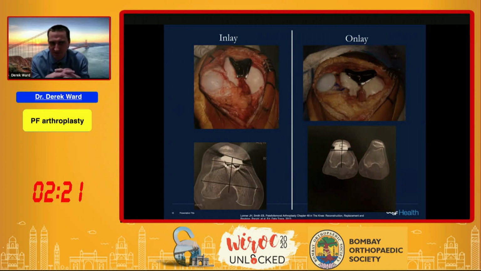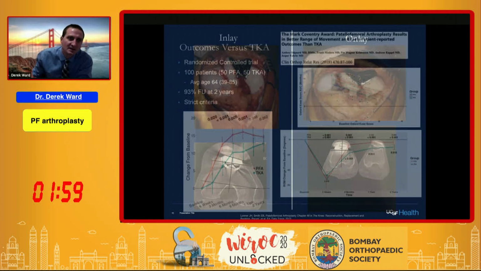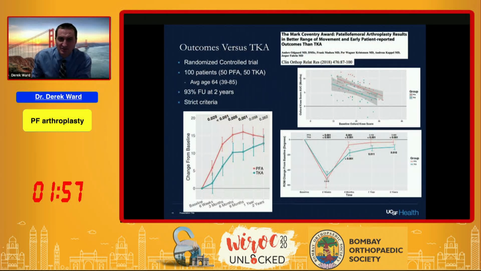This slide shows this very clearly. On the left is an inlay design, on the right is an onlay design. You can see in the CT scan on the left that the inlay design forces you to place the trochlear component in line with the native trochlear anatomy, which causes it to be slightly internally rotated, whereas with the onlay design, you can control rotation, externally rotate, and thus account for maltracking and dysplasia. So the big question is, do these do any better than total knees?